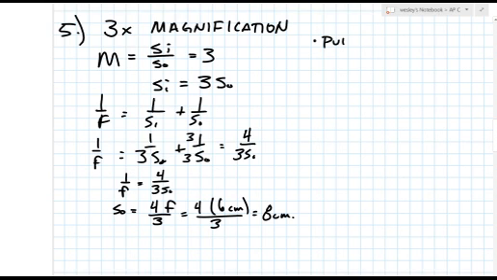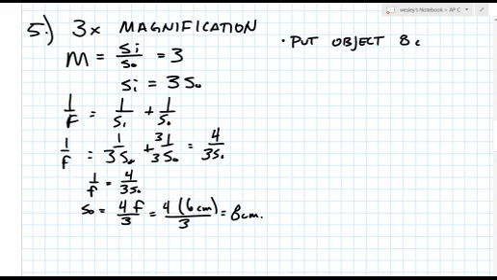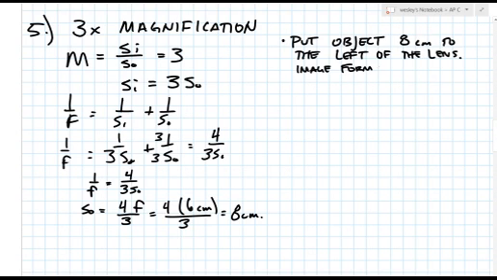So, we're going to put the object 8 centimeters to the left, and the image will form 3 times as far away, so 24 centimeters, 24 centimeters to the right of the lens.